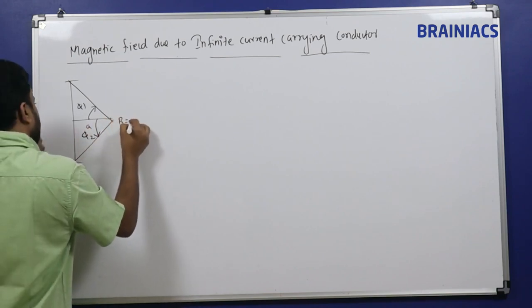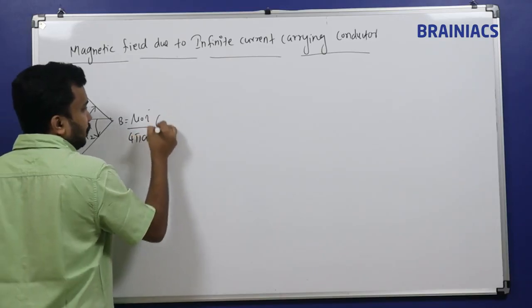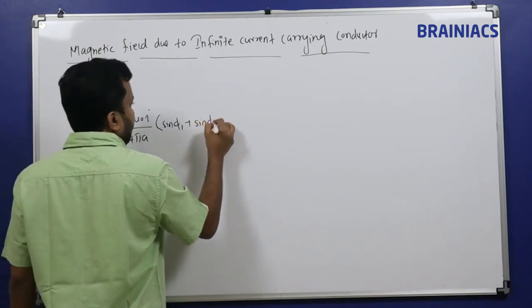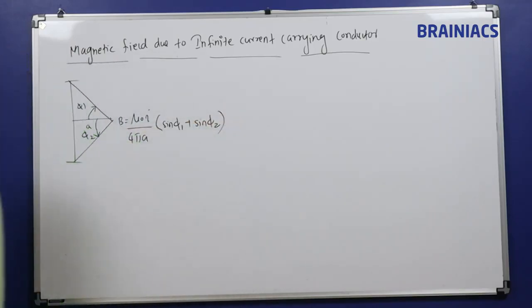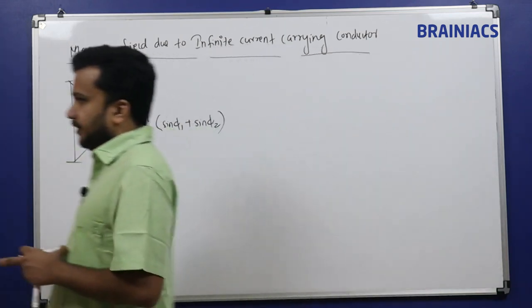This we know: B is equal to mu 0 I divided by 4 pi A times the sine of phi 1 plus sine of phi 2. Okay, we are very clear about this one, right? Sine of phi 1 plus sine of phi 2.